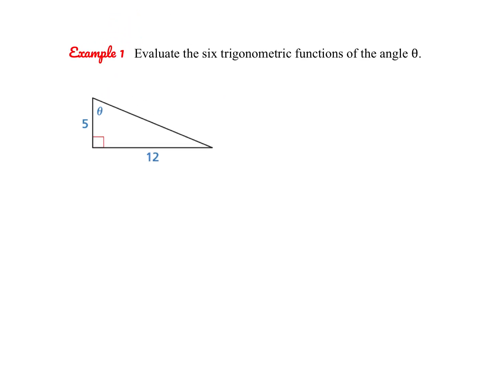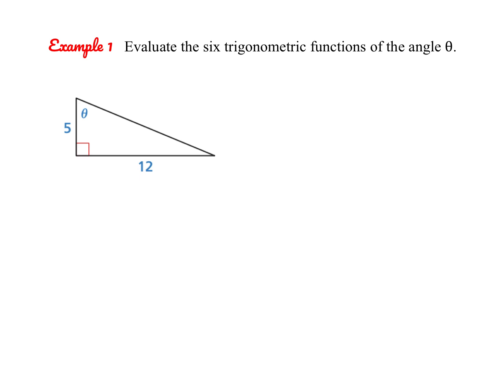All right, let's look at this first example together. Here we're going to evaluate the 6 trigonometric functions of this angle theta. So you'll see that we are given the adjacent side length. I'm going to label this A for adjacent. And we're also given the opposite side length, but you'll see what we are missing is the hypotenuse.